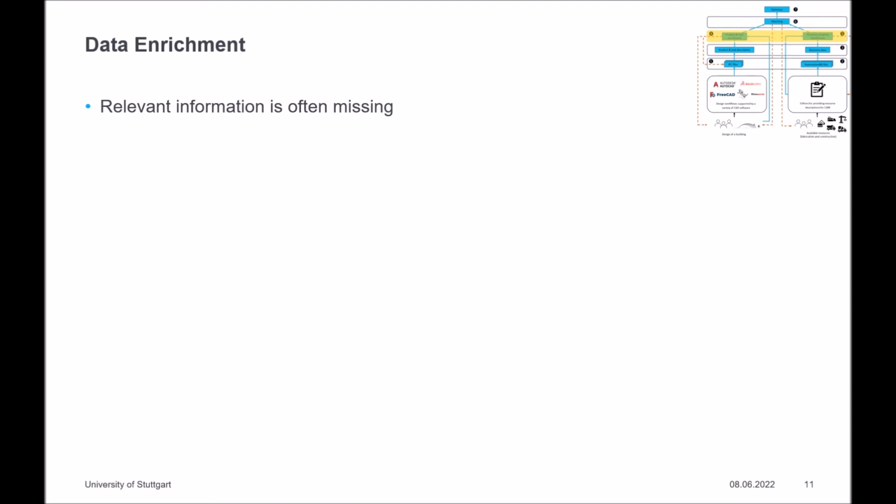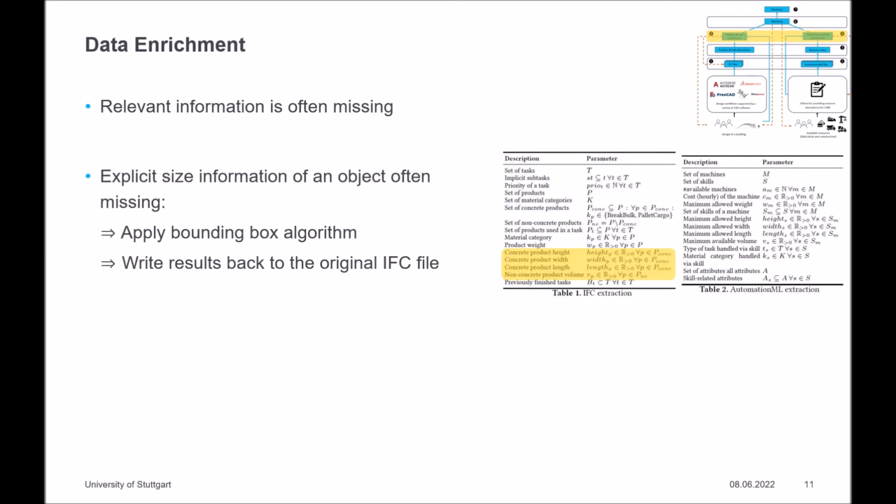However, due to various reasons, relevant information is often left out. So we provide some tools which help in enriching the data. Often specific, more detailed information about an object's length, height, width, and volume is left out. So what our code does is that it can automatically generate this information by creating a bounding box over the geometry of an object. This information then will be automatically written back into the original IFC file.